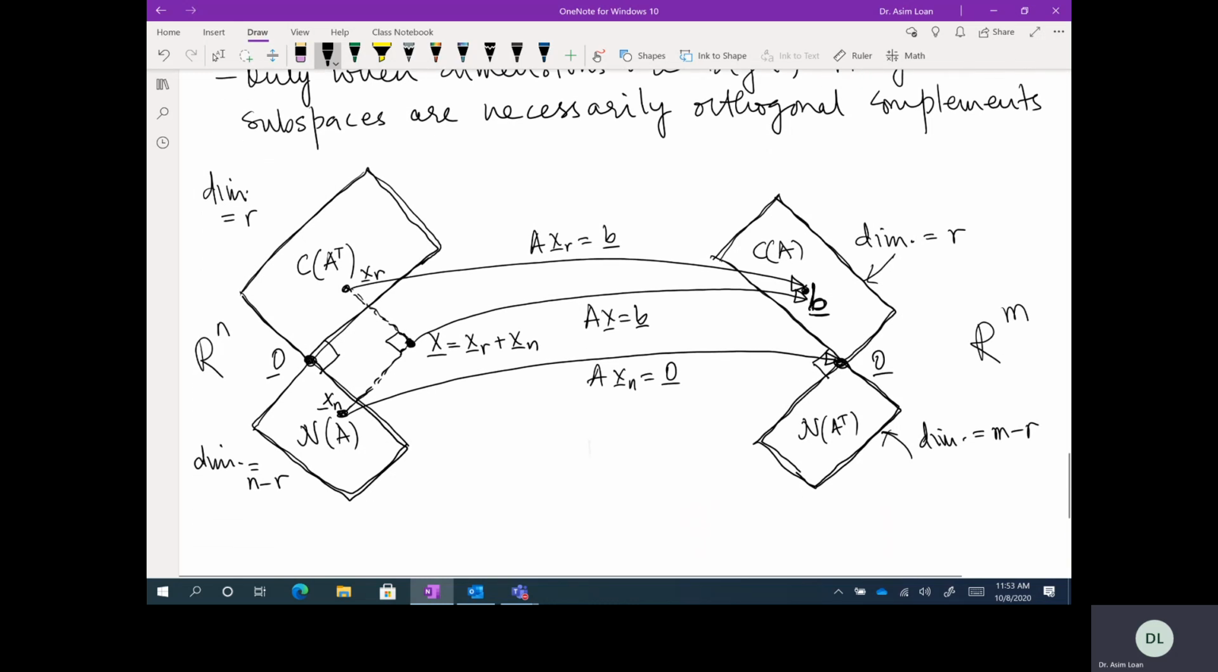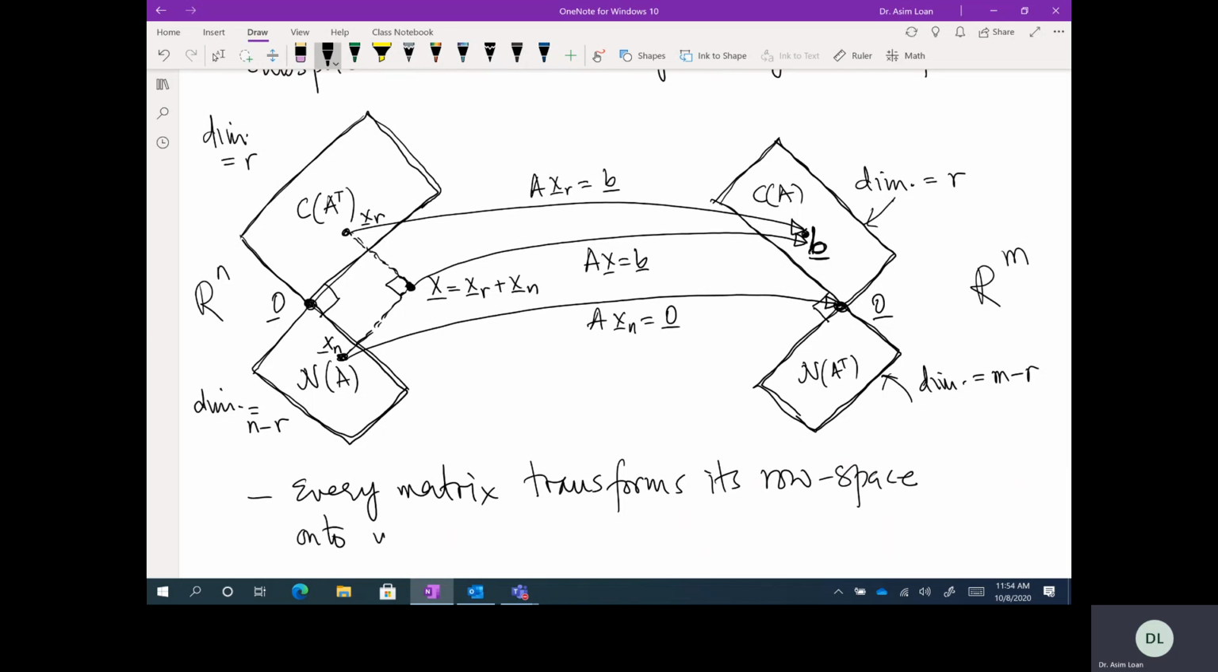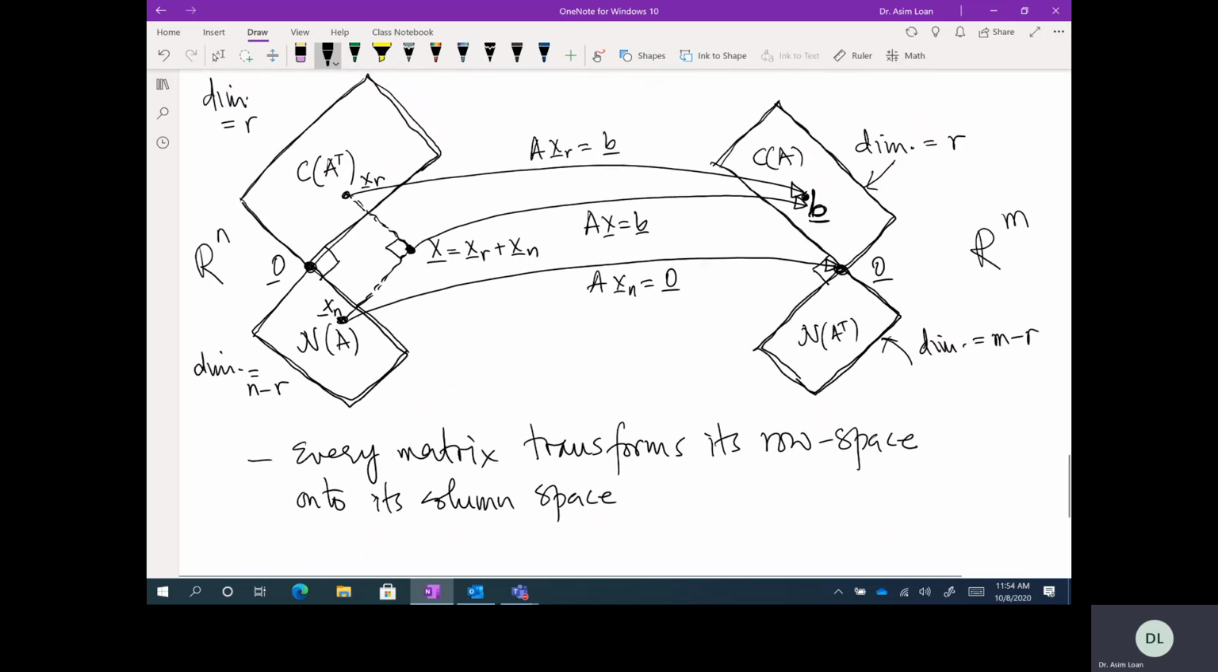So the only difference between the figure of chapter 2 and chapter 3 is now we have spaces which are at right angles instead of just lines that we had before. So what this picture is telling you is that every matrix transforms its row space onto its column space. This is what every matrix does.